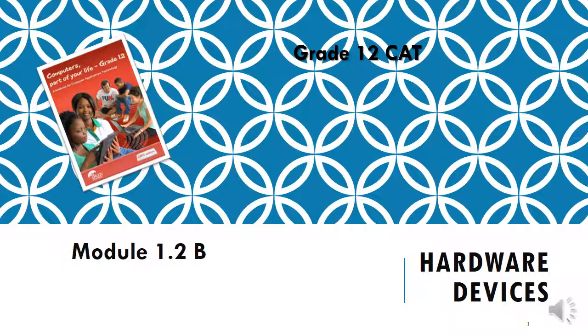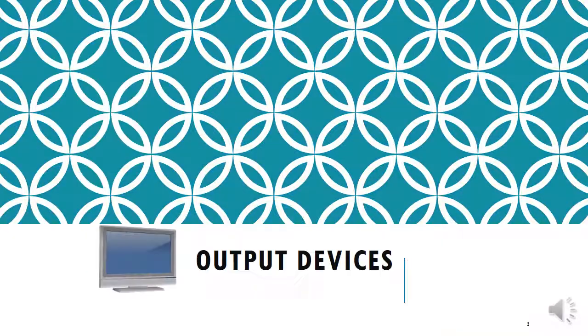Grade 12 CAT, Module 1.2b, Hardware Devices. And this time we're talking all about the output devices of the computer.